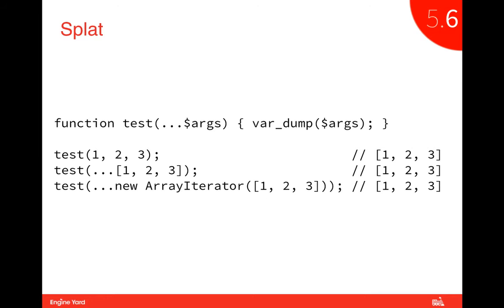So what does this look like? Function test, this is a variadic going in. We're going to var_dump it. Test 1, 2, 3 goes into $args. Test, unpack this array. Again, we get it as three individual arguments, not as an array. Same thing here with an ArrayIterator, so this works with arrays or array-like structures. We're unpacking it, and again, it's passed in as three separate arguments. If this defined three arguments instead of having a variadic, each one of them would have their respective value from that array.